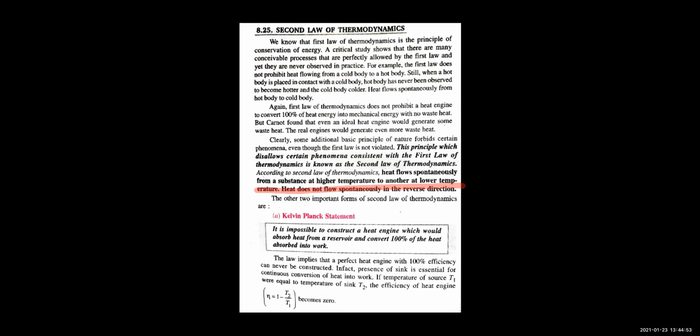There were two different forms of the second law which were given by scientists, and the first was given by Kelvin and Planck. According to them, it is impossible to construct a heat engine which would absorb 100% of heat from the reservoir, the reservoir being the source, and convert 100% of that heat into work done. Means total 100% conversion is not possible. This was Kelvin-Planck's statement.